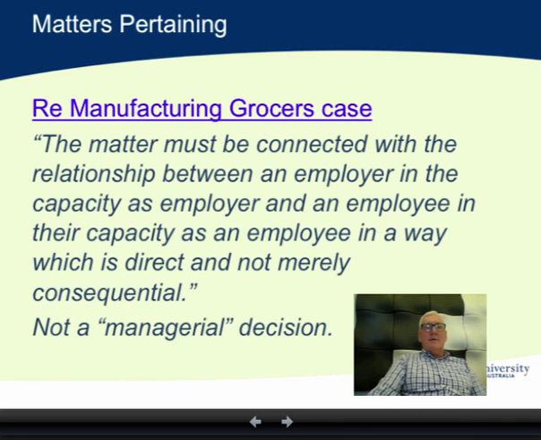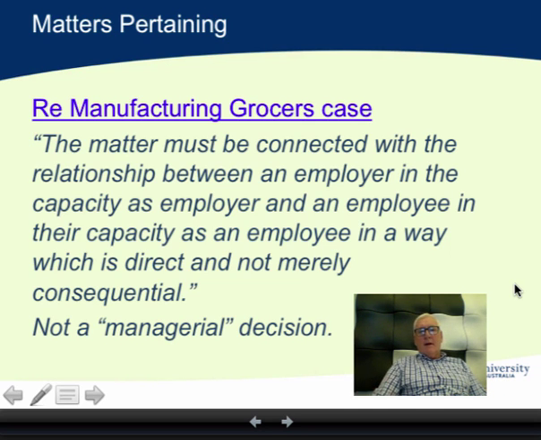You'll see reference to this quaint phrase, matters pertaining to. Starting point is probably the case which does get a mention in the textbook, and I think, yes, there's a link to it there, the Re Manufacturing Grocers case. They were looking there at the question of provisions in an agreement which dealt with superannuation. But anyway, forget the detail because a lot of that has now been superseded. But the issue was that matters pertaining was defined in there as a matter that must be connected with the relationship between an employer in the capacity as an employer and the employee in their capacity as an employee in a way which is direct and not merely consequential.